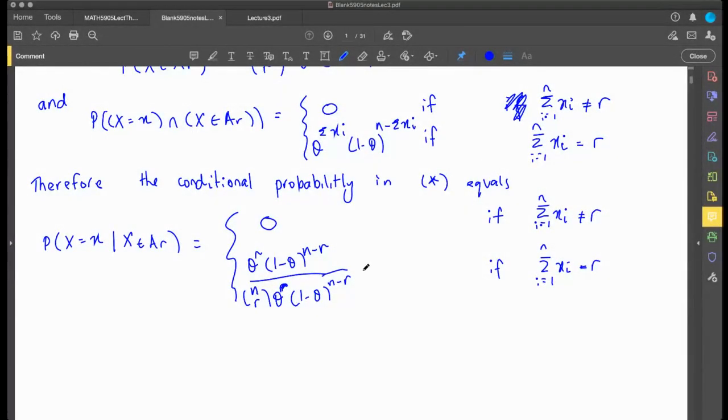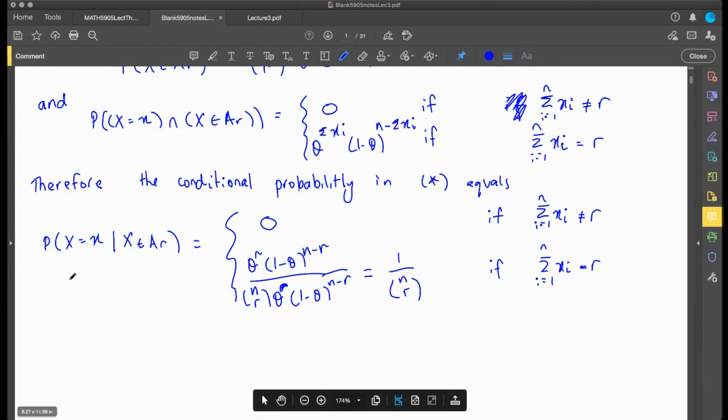Now what do we see? We get a bunch of cancellations, and we're just left with 1 over n choose r, right? Theta has completely disappeared from this expression. So given that the probability that x belongs in the set AR, the actual values of my sample don't tell me anything more about theta. All the information is contained in the fact that I'm in a particular set of my sufficient partition.